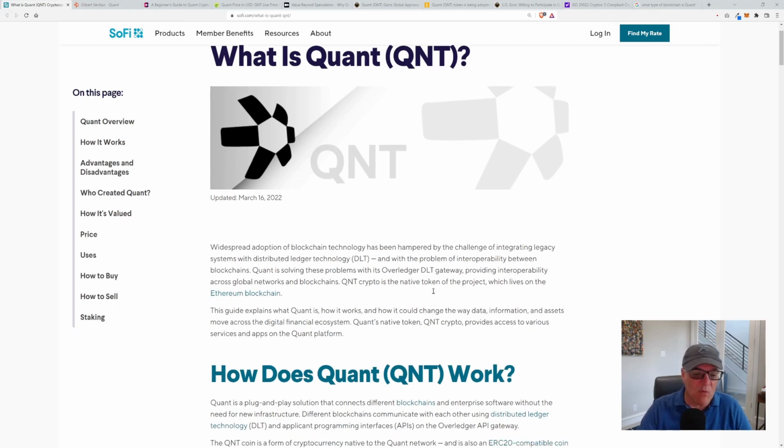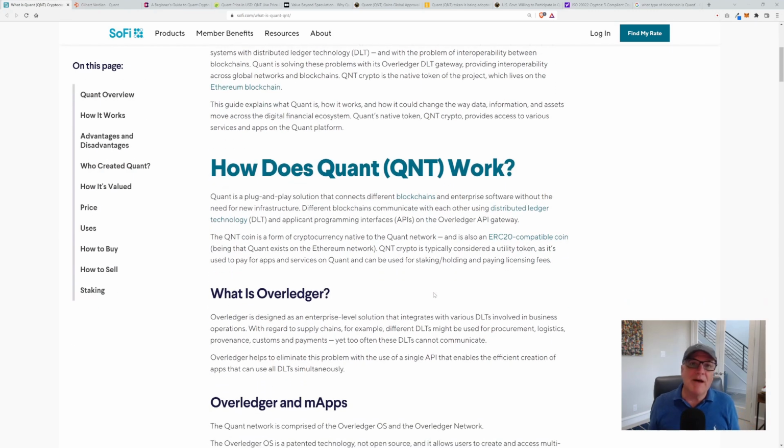Now, how does Quant work? Well, Quant is a plug-and-play solution that connects different blockchains and enterprise software without the need for new infrastructure. Guys, this is phenomenal. We're not talking about rewriting new code. We're not talking about new computer language or anything like that. We're talking about a system that is established so that blockchains can operate in their native languages, yet be able to communicate to one another information that's required on those blockchains.